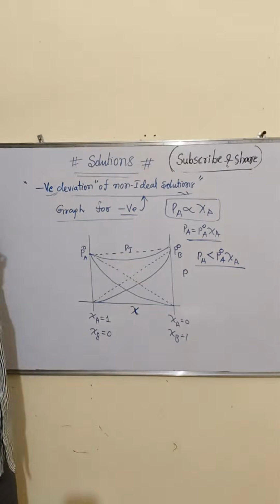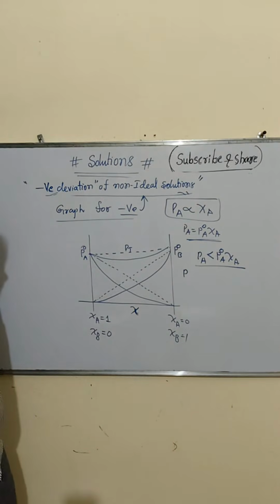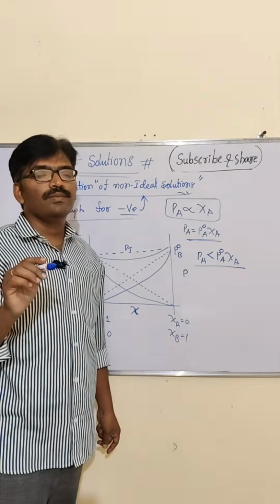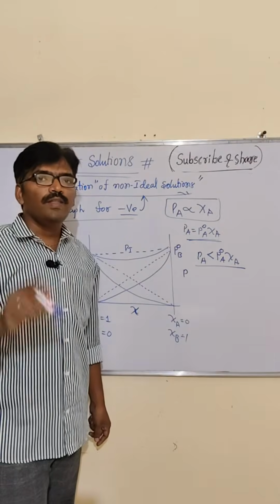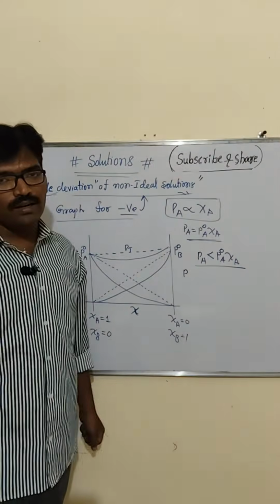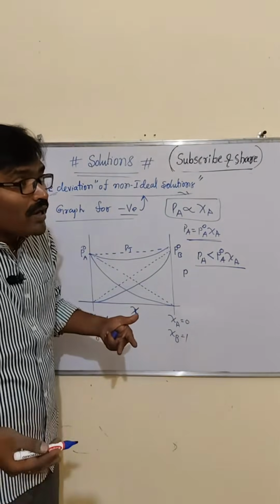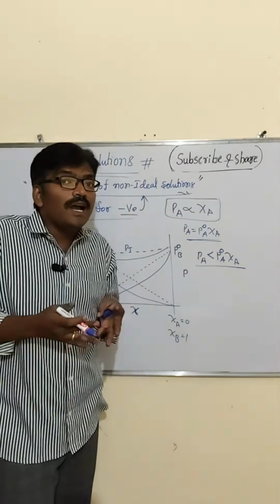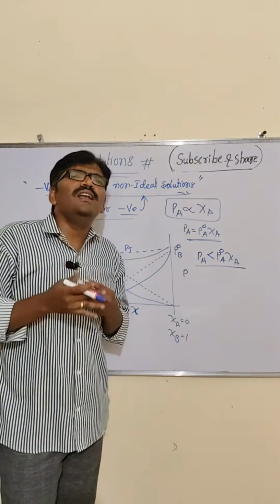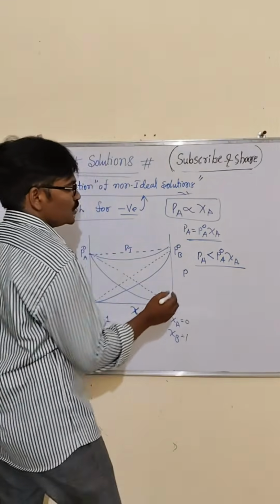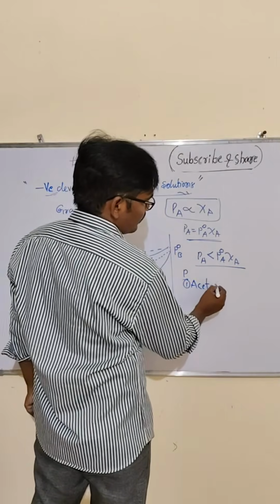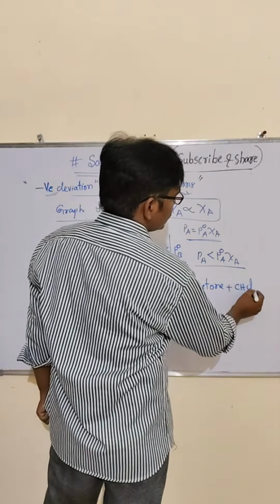What are the examples of negative deviation of non-ideal solutions? Wherever strong interactions exist between the solute and solvent, the volume decreases and exothermic dissolution takes place. Such solutions are called negative deviation non-ideal solutions. Generally, wherever hydrogen bonding forms between the solute and solvent, strong interactions form. One example is acetone and chloroform, CHCl3.